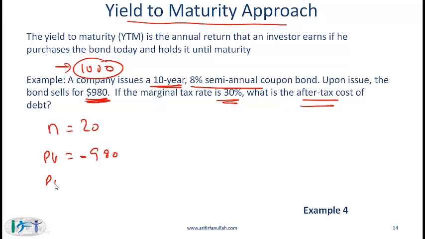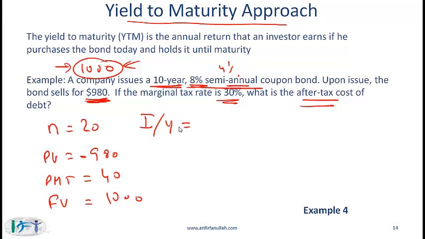Then the payments, these are the payments that are made to investors. The payment is based on the 8% coupon rate, but semi-annual. That means every 6-month coupon is 4%. 4% of 1000 is 40. And then future value is equal to 1000. That's the par value. When you enter this information, you then compute the interest rate. That will be the interest rate for a 6-month period.